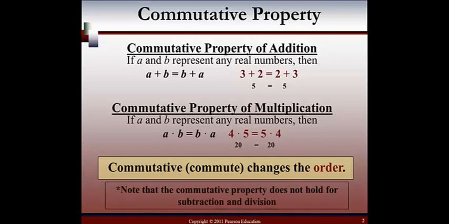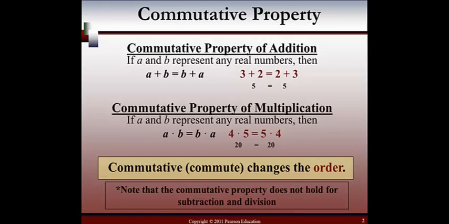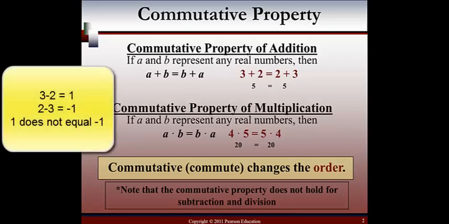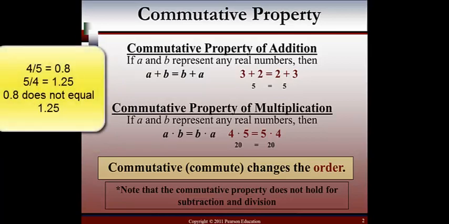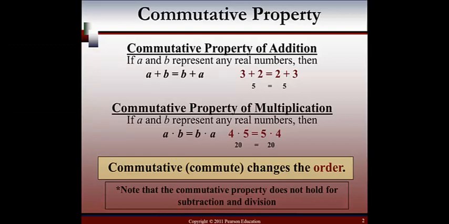But there is a special note here that the commutative property does not hold for subtraction and division. If we did 3 minus 2, that would give us 1, but 2 minus 3 would give us a negative 1. Those are not the same thing, thus the property does not hold. The same thing is true for division. 4 divided by 5 is not the same thing as 5 divided by 4. So the commutative property only works for addition and multiplication.